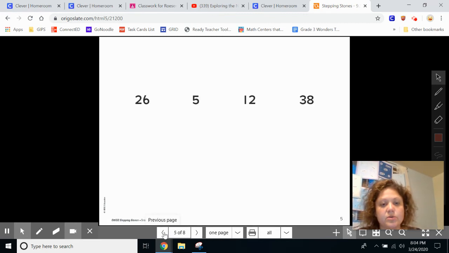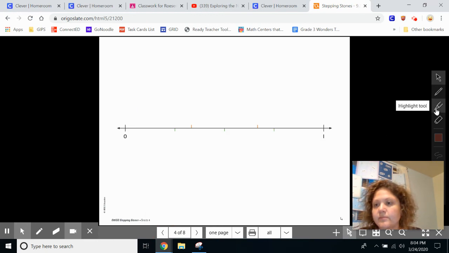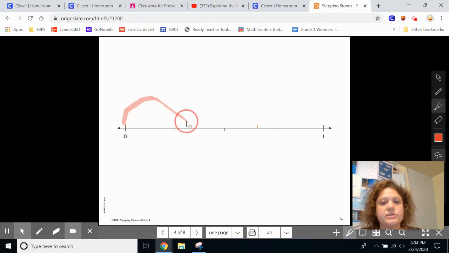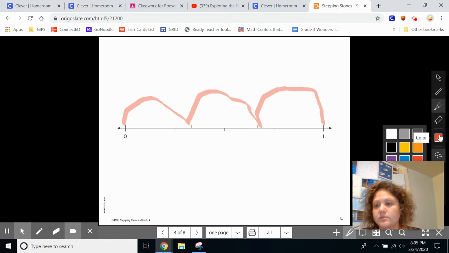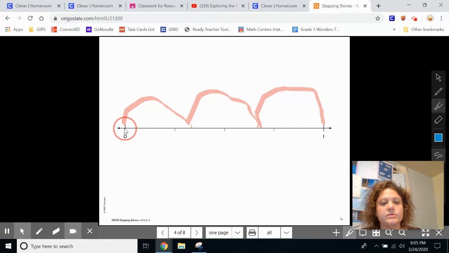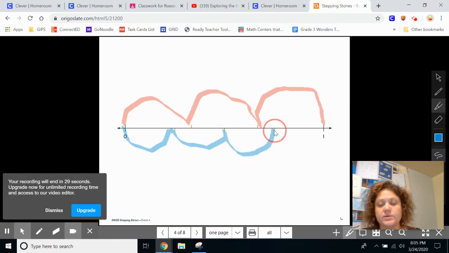Okay, I am going to go back, and I'm just going to make my jumps. So this would be 1/3, 2/3, 3/3. 3/3 is a whole. And on the bottom, your 0, this would be 1/4, 2/4, 3/4, 4/4, which is 1.